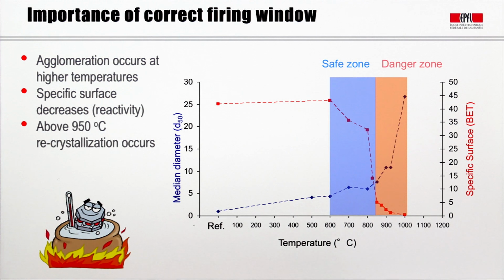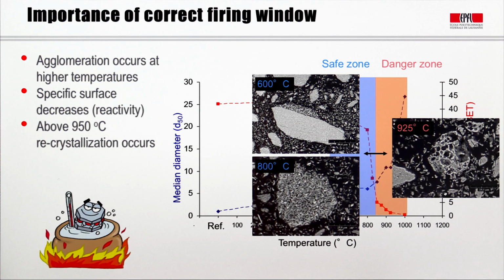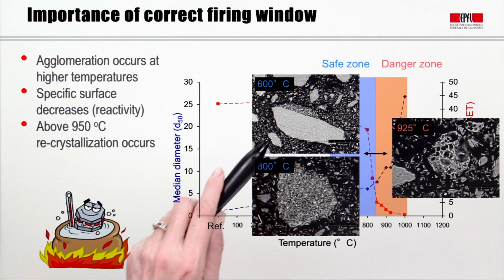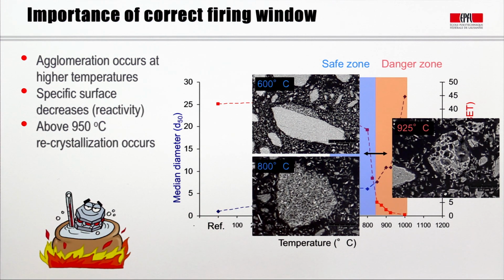And if we go to the scanning electron microscope, we can look at the different materials. We can see here at 600, we have very fine particles, although they're packed quite close together. At 800, those particles have become less compacted, and so we have the optimal reactivity. But if we go as high as 925, then you can see this sintering occurring, which gives us much lower reactivity and very poor properties.